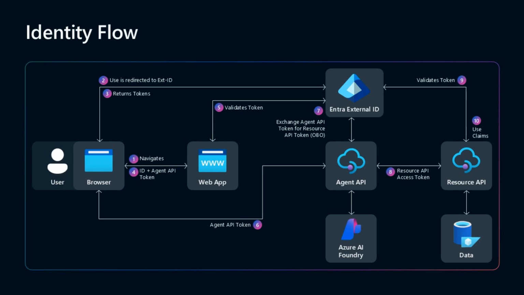Token validation and enforcement of business rules occur at every API layer, following zero-trust design principles. Three app registrations in Entra External ID, one each for the web app, agent API, and resource API, simplify token management, keeping access tightly controlled and permissioned. Exploring this flow in the full session demo offers a valuable understanding of implementing secure API interactions.